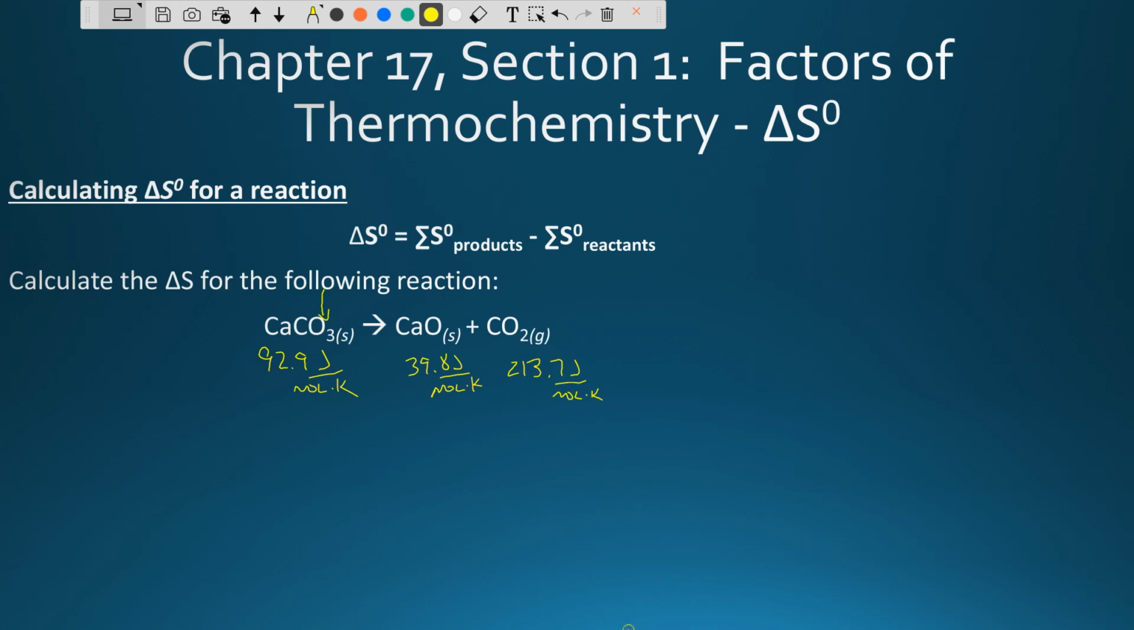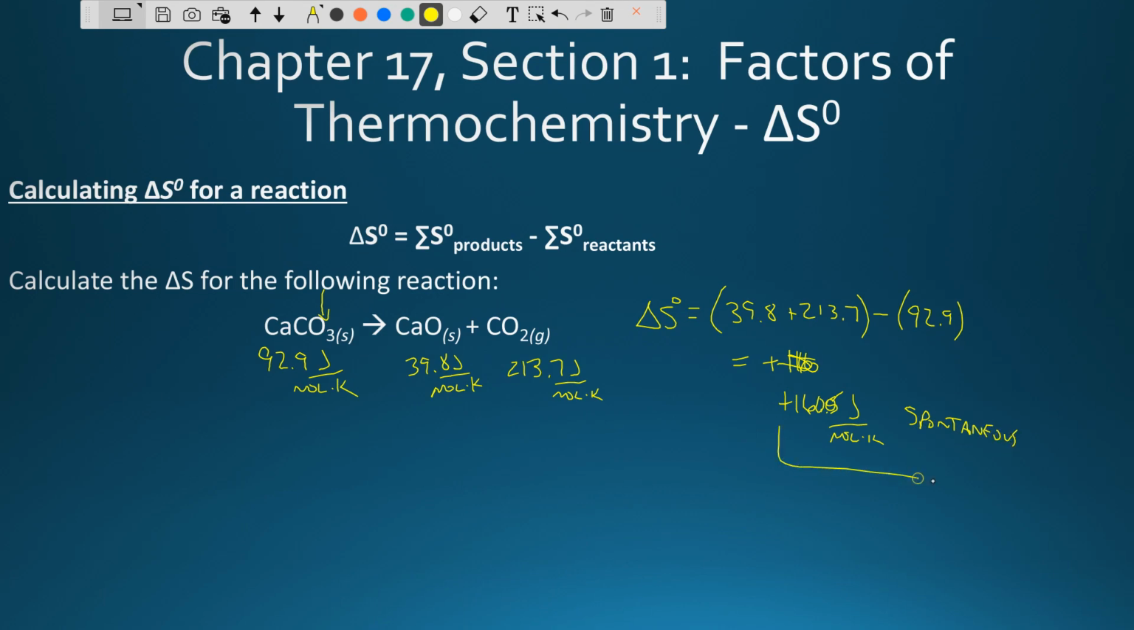Okay, so if I'm going to be using the equation, I would see that my delta S is going to be the sum of the products, and so that's going to be a 39.8 plus my 213.7, and that's going to be minus my reactants, which is a 92.9. If I just add that all up, I'm going to end up with a positive 160.5. I'm having troubles here today, folks. And that's going to be joules per mole times Kelvin. And so I'd see it's positive, and so then it is going to be spontaneous.